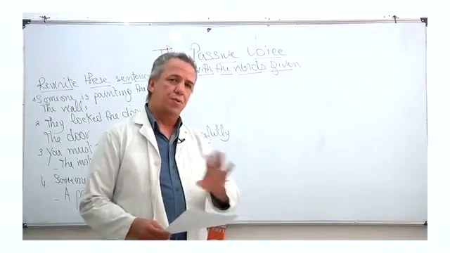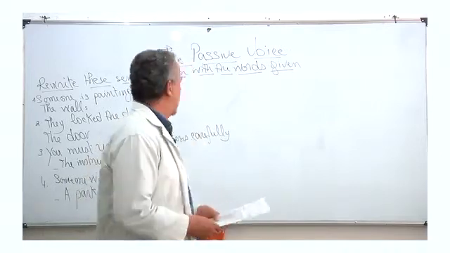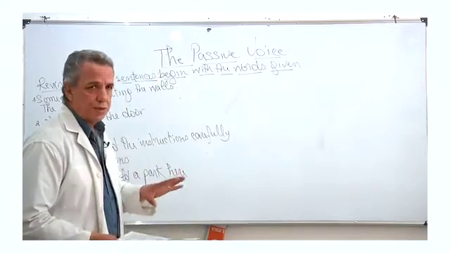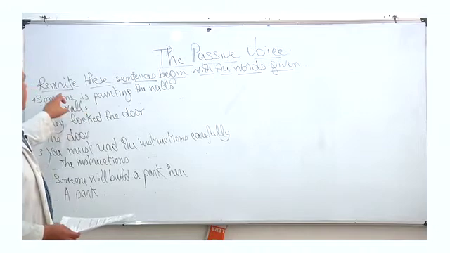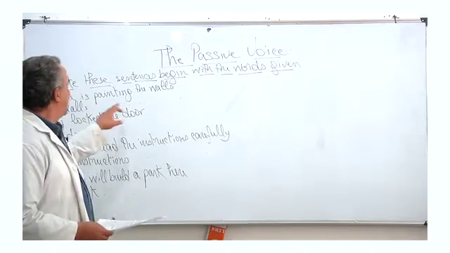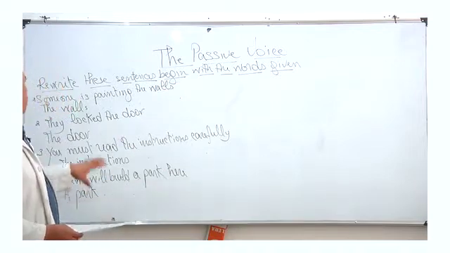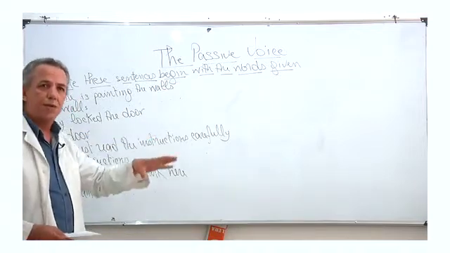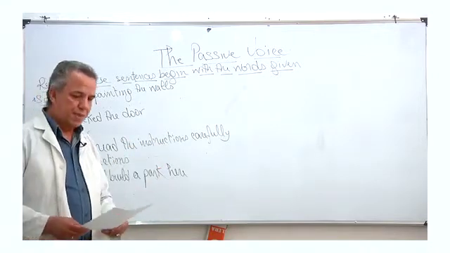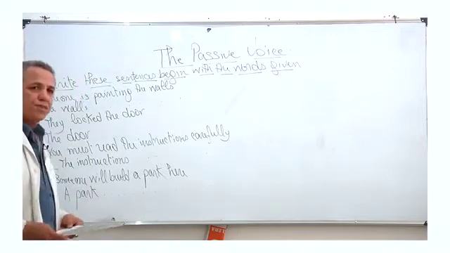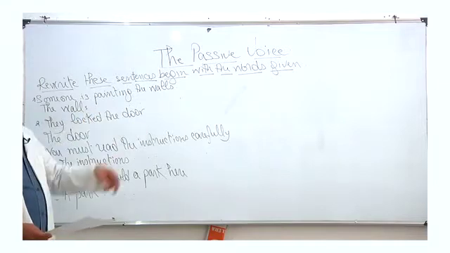Before we explain anything, we're going to begin with a small exercise. I have here 4 sentences. Rewrite these sentences. The exercise is as follows: rewrite these sentences beginning with the words given. I've given you 4 active sentences. In the active form, you're going to transform them or change them into the passive form. The first sentence goes as follows. Someone is painting the walls.